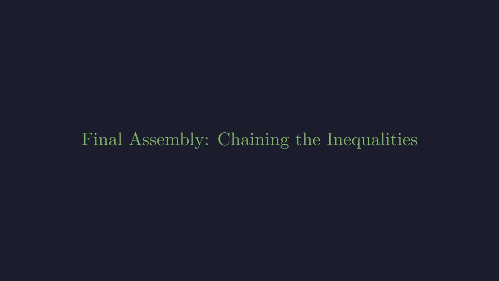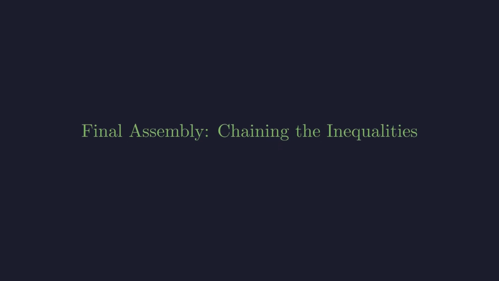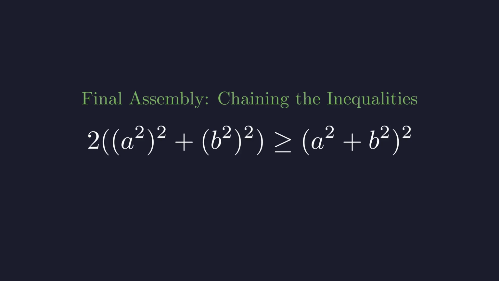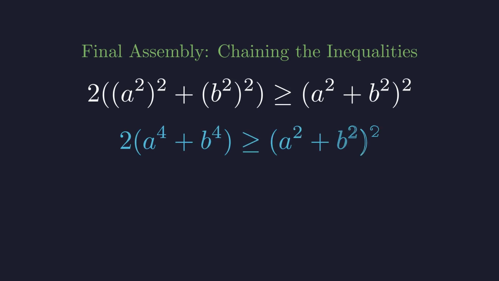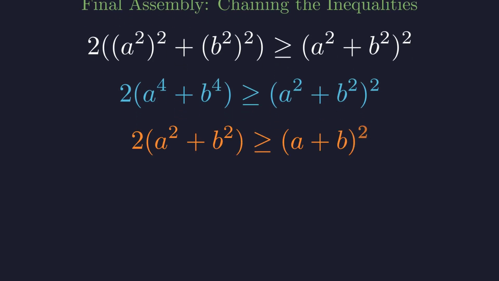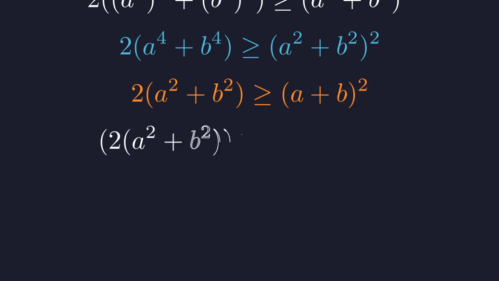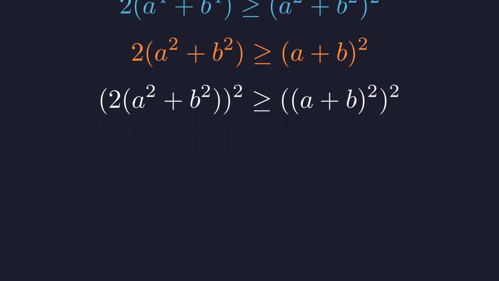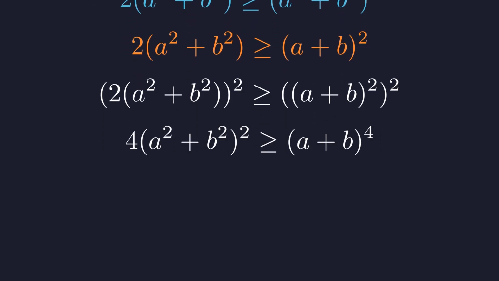Now we'll combine our results in a powerful chain. Applying the substitution, our bridge now connects the sum of fourth powers to the square of the sum of squares. Simplifying, we get the first link in our final chain. Let's put this aside for a moment. Here is the inequality again for clarity before we operate on it. We square both sides. Since both sides are positive, the inequality direction is preserved. Simplifying the powers gives us this.